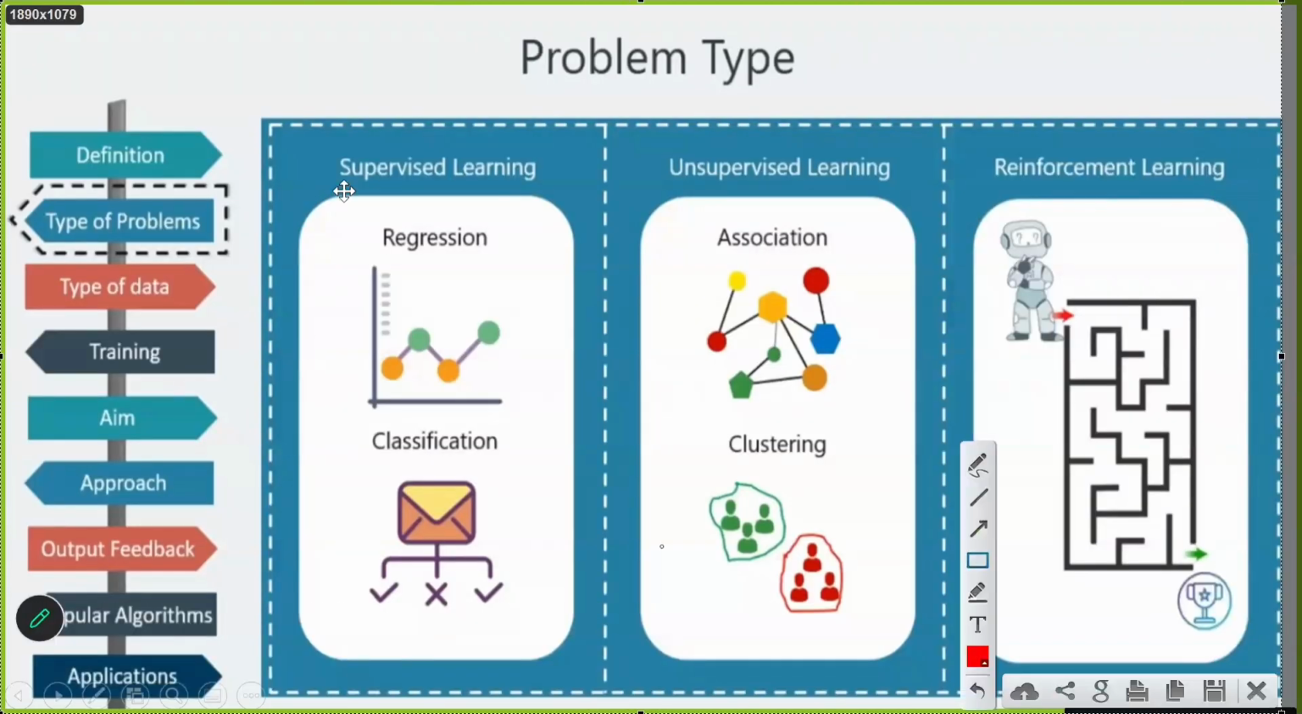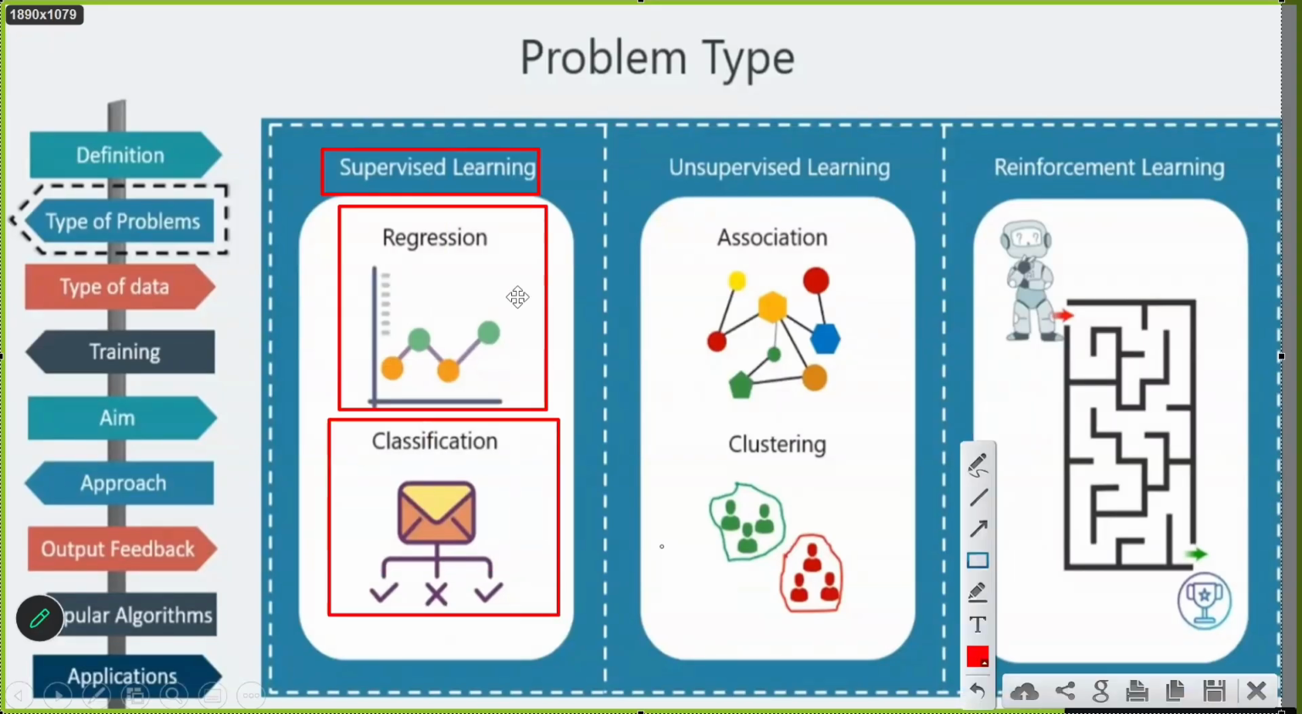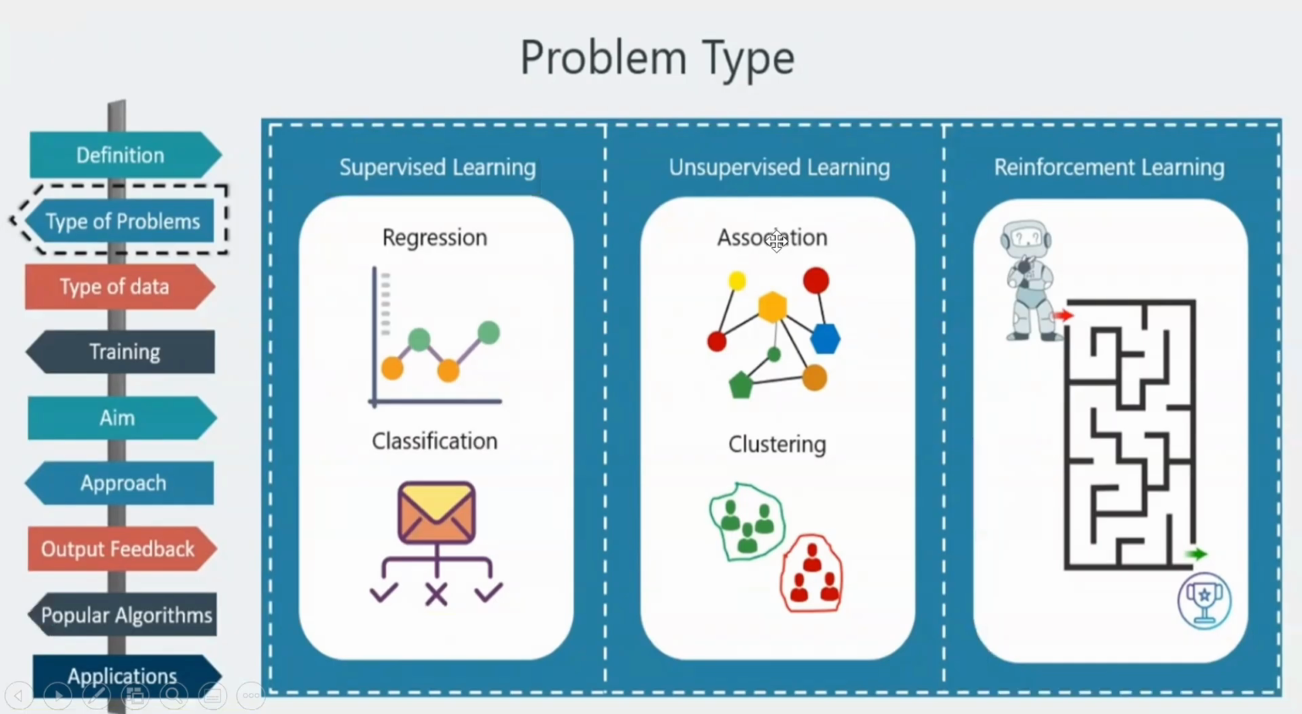Supervised learning deals with two types of problem statements: one is regression and another is classification. Regression means finding a numeric output. Classification means finding a binary output. So this is what regression and classification are. And next, we have something called unsupervised learning. In unsupervised learning, we have association and clustering. This association and clustering we shall discuss in the next session. Okay.